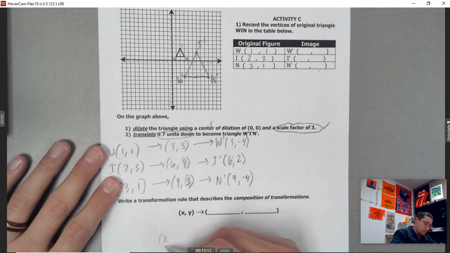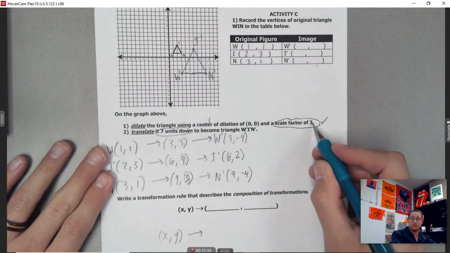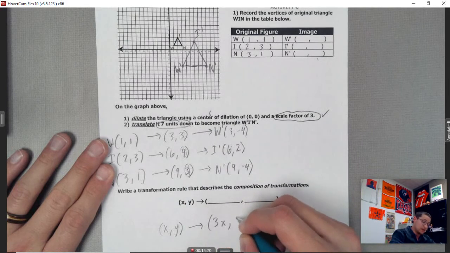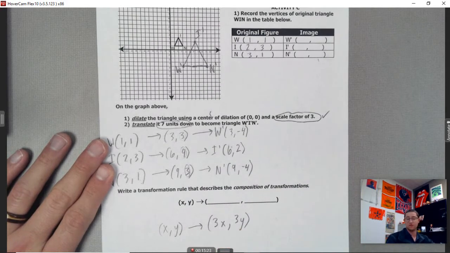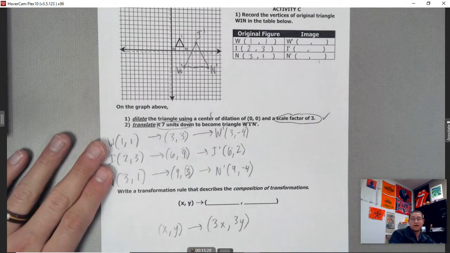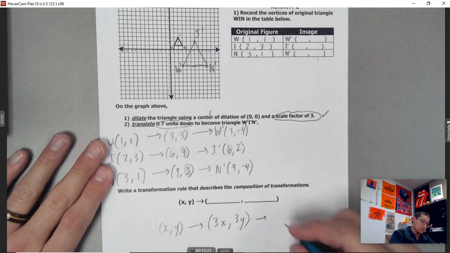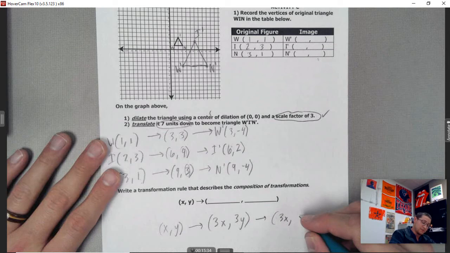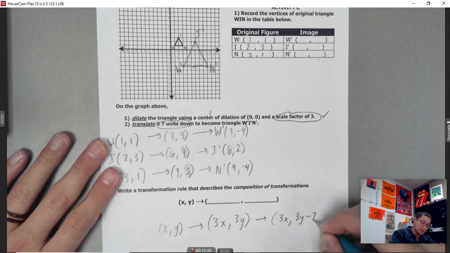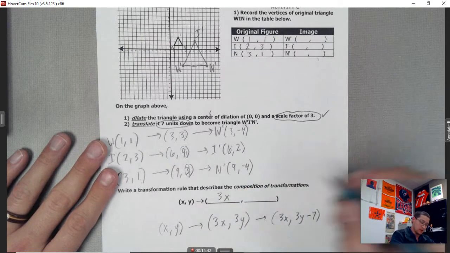Let's do the rule. Okay, the rule, we were working with x comma y. We did a scale factor of 3. So I multiplied, right? So I'm now going to be 3 times x, and then 3 times y for my rule. And then what did we do? Well, we translated 7 units down. That did not affect this right here. It only affected this one. So final product, we had 3x, we got to keep that. And then we had 3y, but then we're subtracting 7. So then minus 7. Okay, and that's our rule that we will put here.